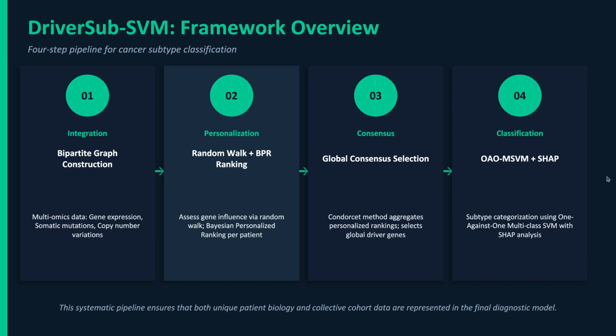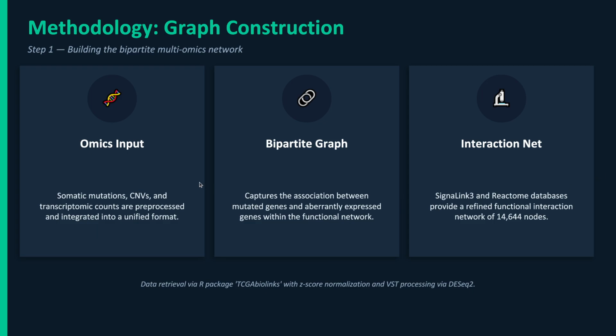Then we can talk about methodology. Data like somatic mutations and transcriptomic counts are integrated into a network using databases like SignaLink3 and Reactome. This captures how mutated genes influence gene expression within a functional network.